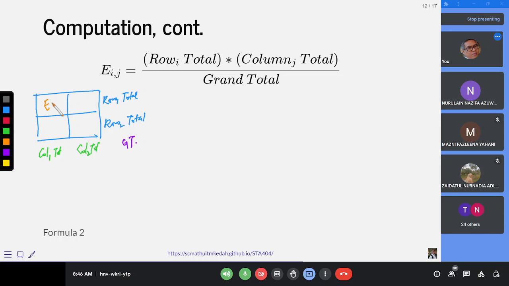So which means that if you want to find the E over here, so this is E11. So E11 can be found by taking the row i total. So that means row 1 total, and then multiply with column 1 total, and then divided by grand total. So you get the expected value for the first cells, and you repeat this for the rest of the cells.